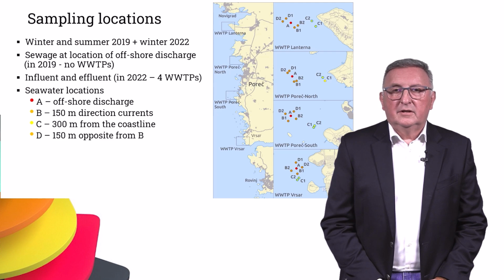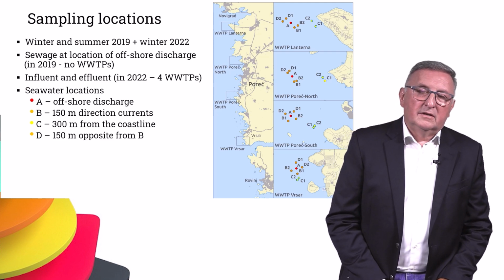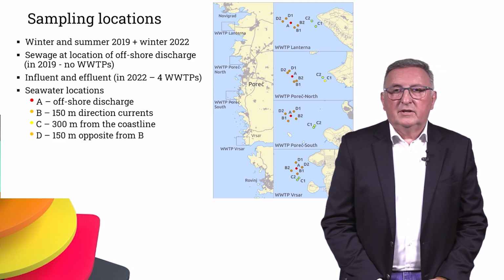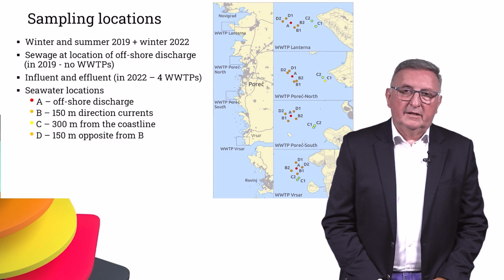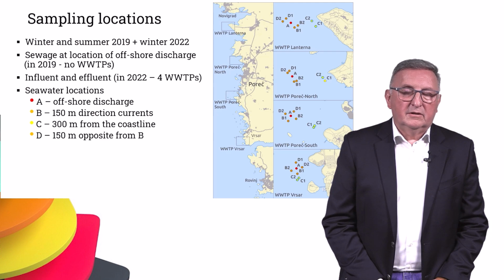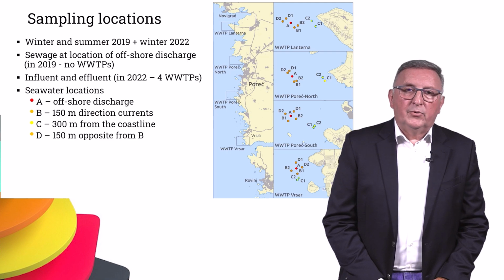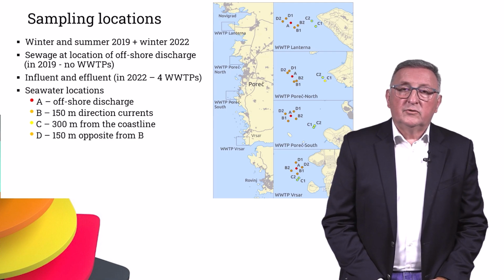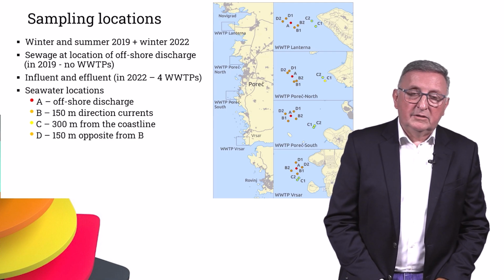and they were taken at the point where the long offshore discharge of the effluent from wastewater treatment plant is located. The point A is offshore discharge location just above the mouth of the pipe which discharges effluent from wastewater treatment plant. Points B and D are points 150 meters in direction of currents, upstream and downstream of currents.